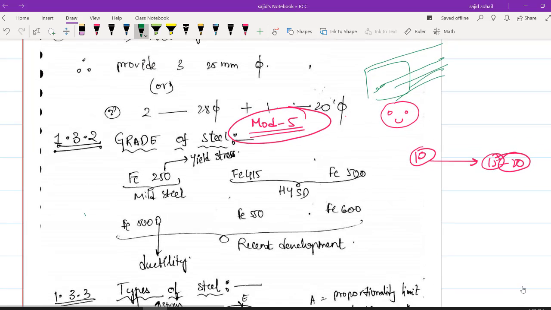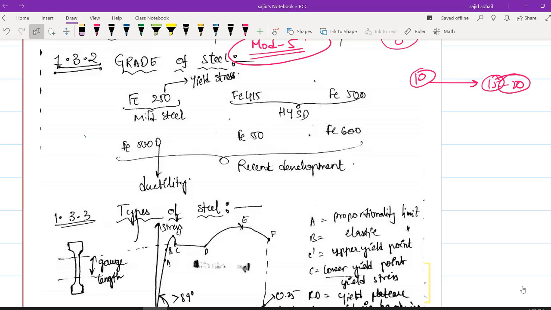Yeah, let us resume. What are the various types of steel bars we use? What are the various grades of steel we actually have? So you already know the mild steel, right? Mild steel आप जानते ही है, पढ़ा होगा. So this mild steel is represented by Fe250.